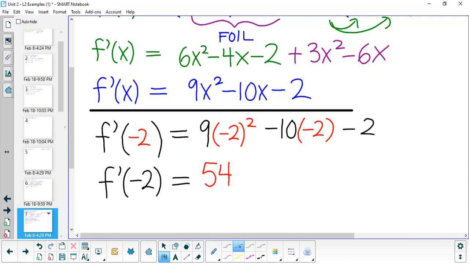That also means when x is equal to -2, the slope of the tangent line is equal to 54. It's possible to have a big slope like that. But remember, once you have a specific x value, the derivative now gives you the slope of the tangent line. That's very important for your word problem.